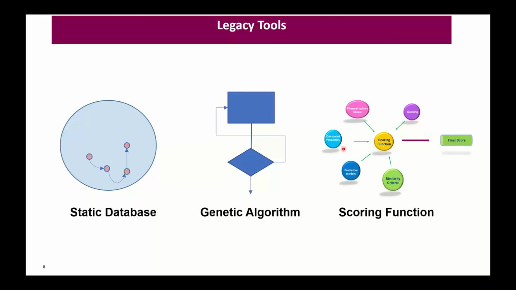And until recently, at least that's my viewpoint, the state of the art was to have, for instance, a static database that is maybe made out of fragments, and you can have a genetic algorithm that is helping to make some clever choices and combine these fragments into molecules. And you have also the scoring function that is evaluating the resulting compounds.